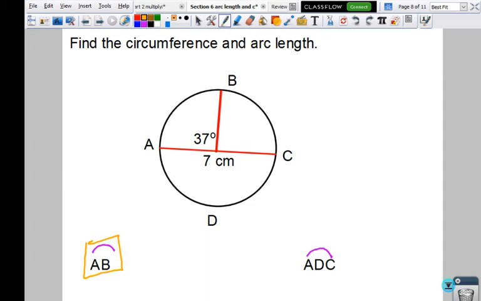Then what do you do after that? So you got the circumference, right? 21.99. No, you don't do pi times 2, that's the radius. What are the degrees in arc AB? 37. So 37 over 360 times the circumference you got already.